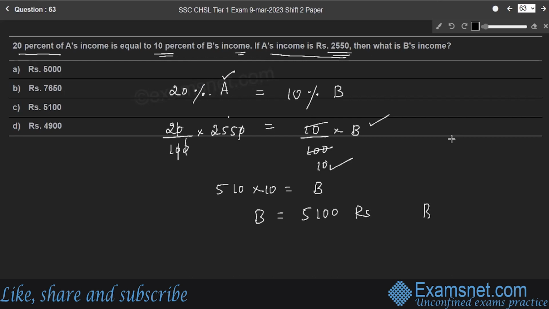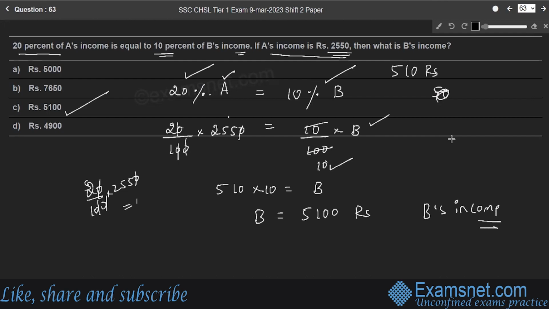That means B's income is 5,100 rupees. Option C is the right answer. You can verify the answer. 10% of 5,100 is 510 rupees. So 10% of B is 510 rupees, whereas 20% of A is 20 by 100 into 2,550. So already we have calculated, which is 510. Therefore, the answer is verified. Option C is the right answer.